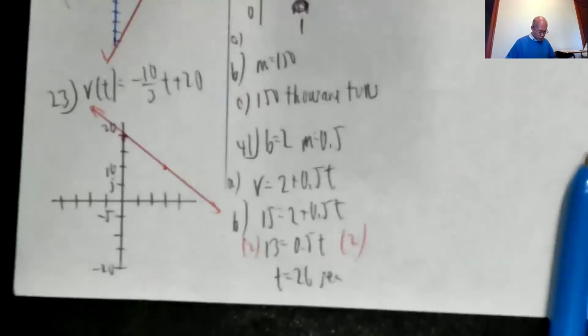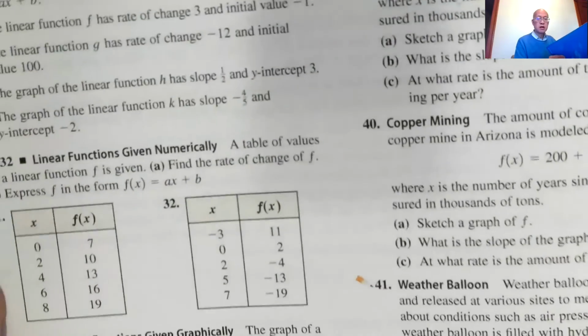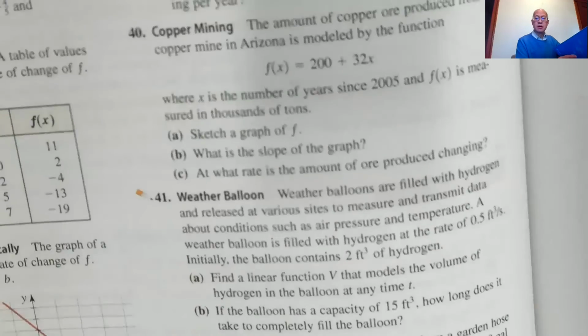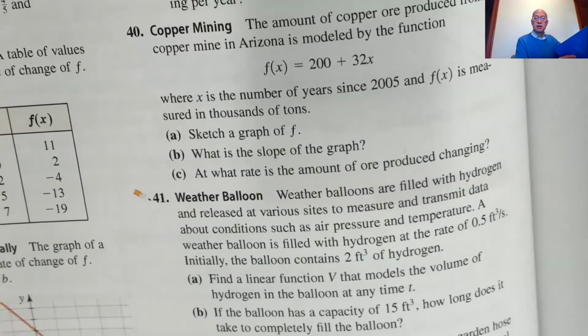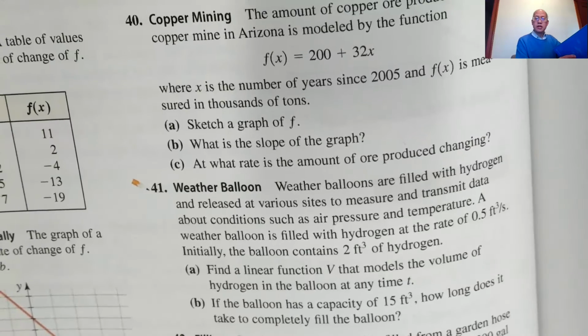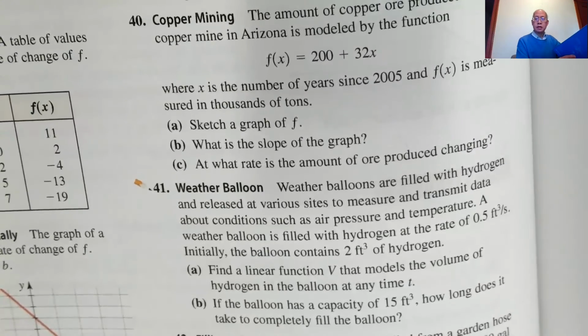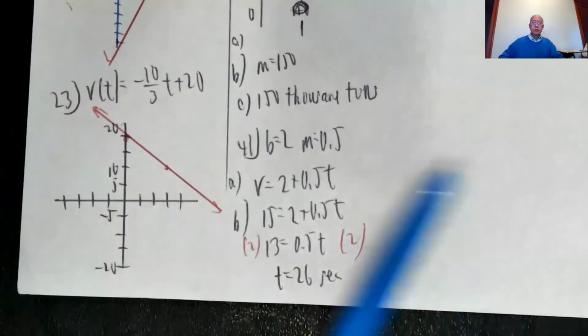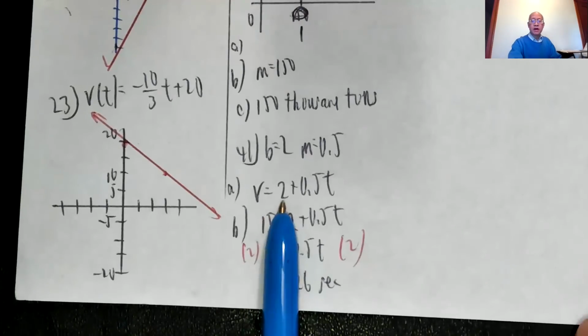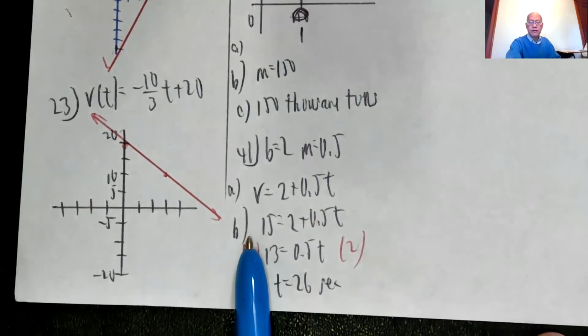And then for 41, okay. So initially the balloon has 2 cubic feet of hydrogen. That's like the b, and the slope is 0.5. So V is 2 plus 0.5 T. And then for part B, it says the capacity is 15. So how long does it take to completely fill the balloon? I put 15 here.